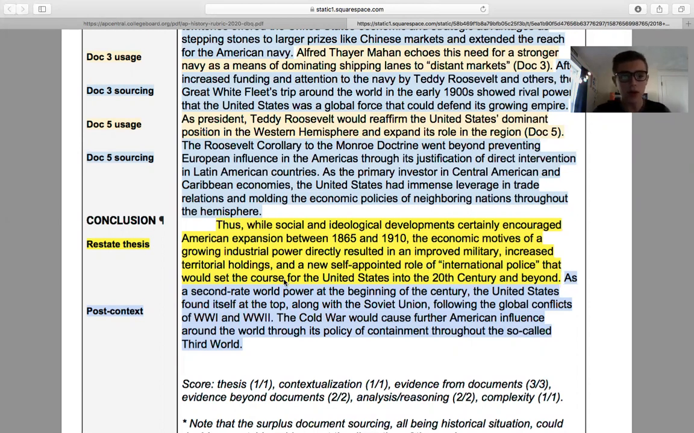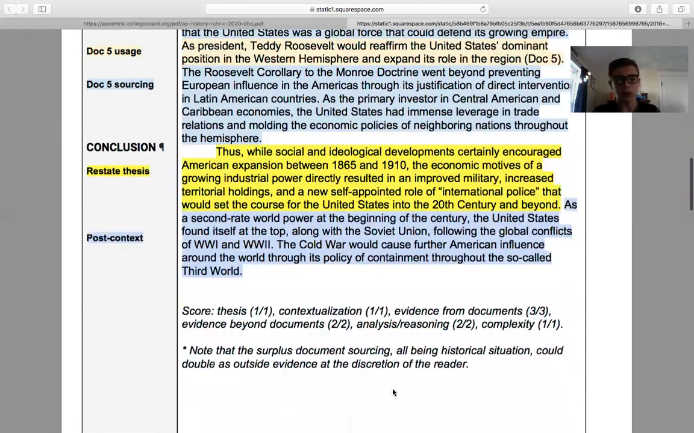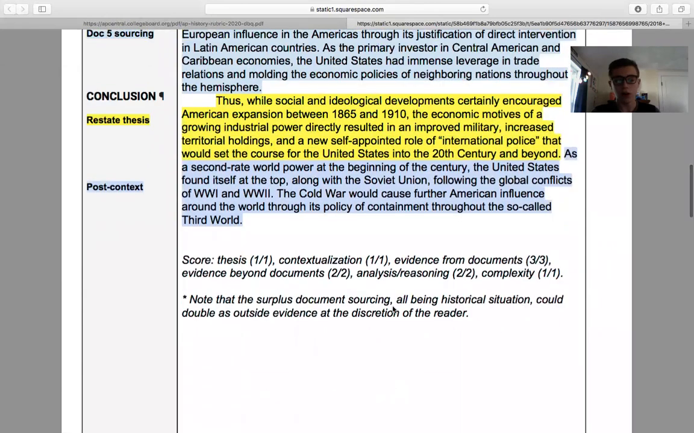As a second-rate world power at the beginning of the century, the United States found itself at the top, along with the Soviet Union, following the global conflicts of World War I and World War II. The Cold War would cause further American influence around the world through its policy of containment throughout the so-called Third World. You see, that's how they did it. They connected it to a different time period, and that's how they got their complexity point. It's not hard to get. It really is easy. So don't freak out. Really, it's not hard to get the 10 points.